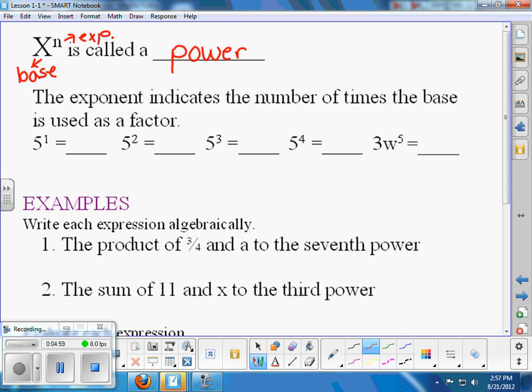Our first problem here is 5 to the first power, which means that there is one 5. It seems silly to say that, but there's one 5 that's being multiplied. So 5 to the first power is just 5. This would be 5 to the second power, meaning 5 times 5. 5 times 5 is 25. But we can also read that another way. Instead of saying 5 to the second power, we could say 5 squared.